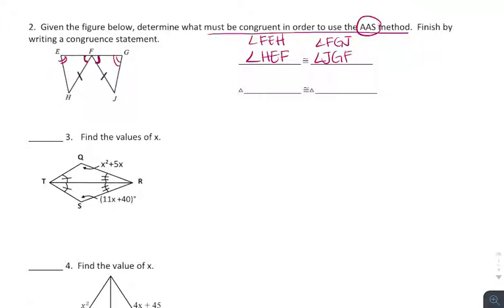So when we do this congruency statement, I'm going to start at F, and then I'm going to go to G and down to J. So FGJ. We're going to start at the same spot because this angle F is congruent to the angle F in the left triangle. So F goes to E, and then down to H. So FGJ is congruent to FEH.